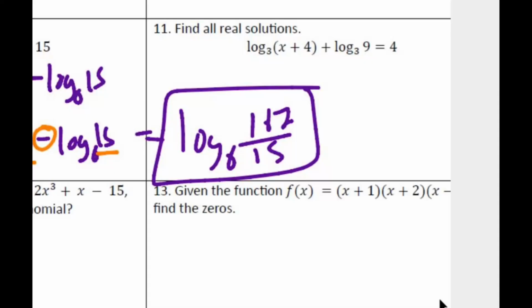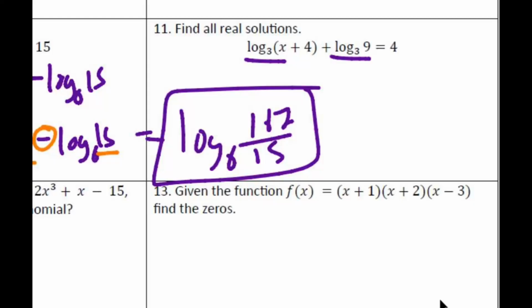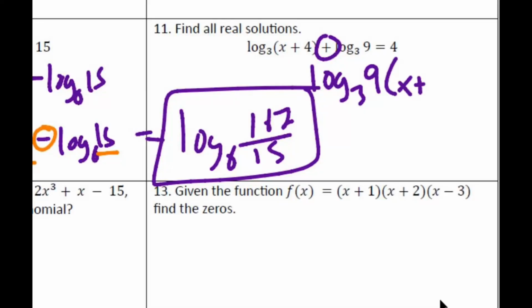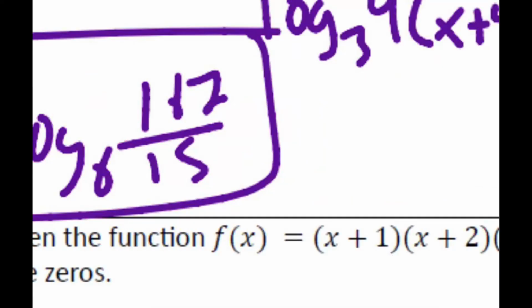So this last one was asking us to actually simplify by condensing these. Here we're going to solve these. So we're going to essentially use that same property because we have 2 logs that we start with. We want to end up with 1. So I'm going to look at the sign between the 2. I don't have any coefficients in front. That addition sign tells me I multiply these. So I'm going to rewrite this as a single log: log base 3 of 9 times x plus 4 equals 4. And then to cancel the log, that's where we use this big exponentiating 3.